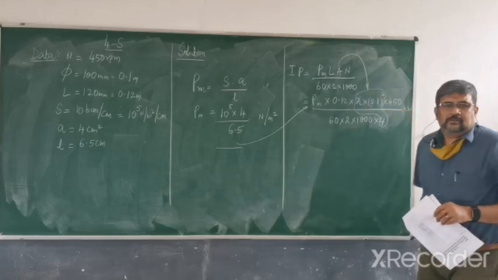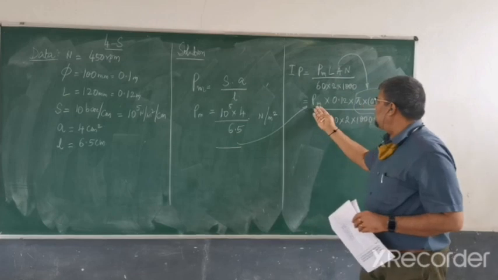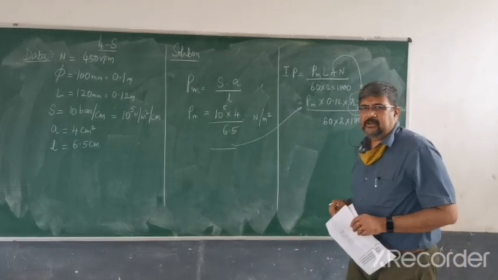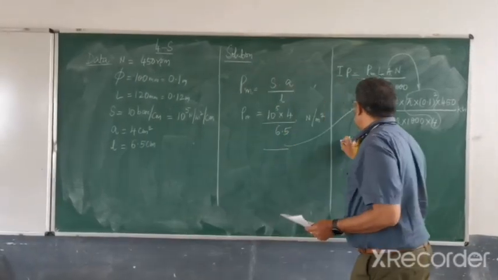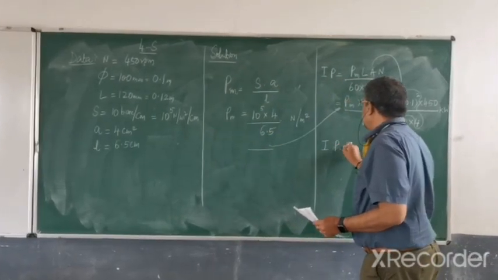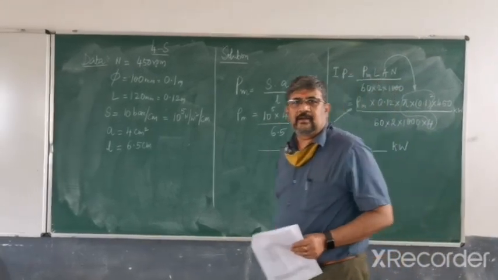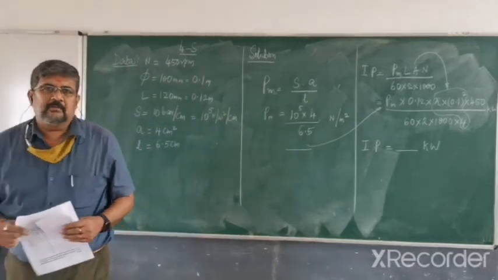Okay. So once you do the substitution, PM value you have found out, write that value here. And once you do the substitution and use a calculator to find out the value, finally what you get is nothing but the indicated power. So indicated power will be so much kilowatt. Directly you get the answer. No, it is a very simple problem.